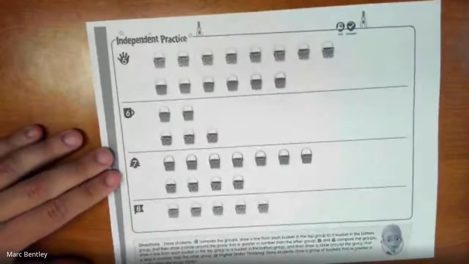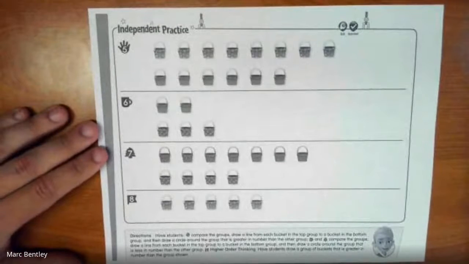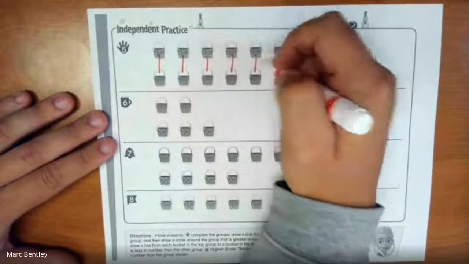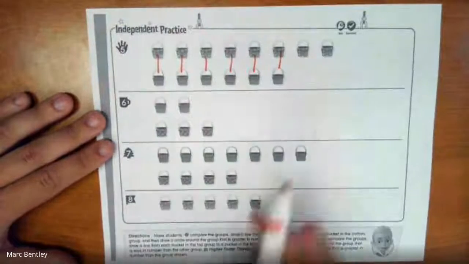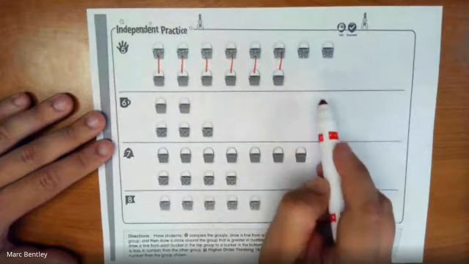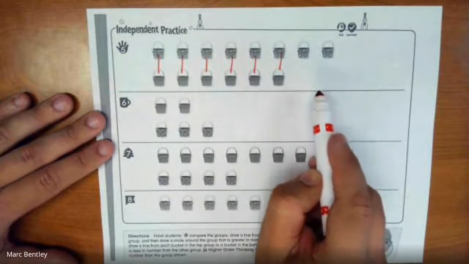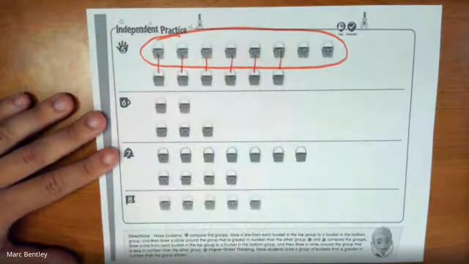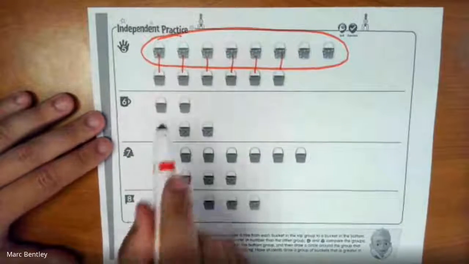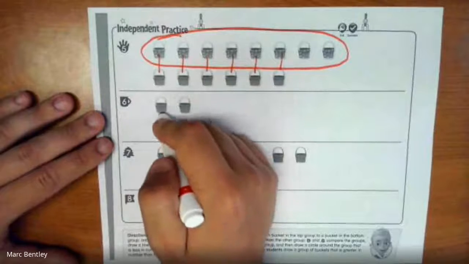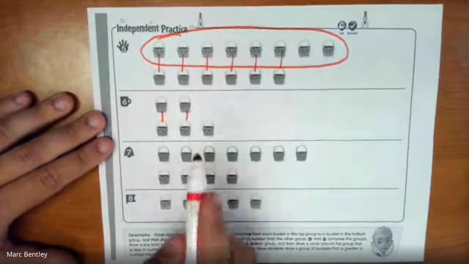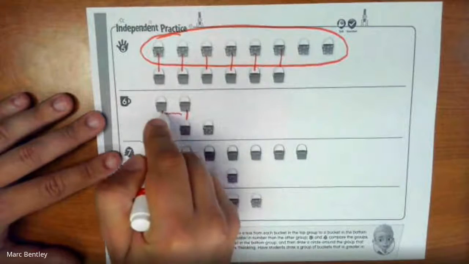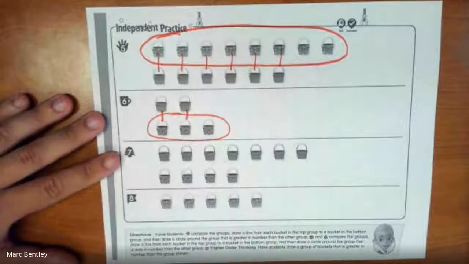Same thing again. This time we've got buckets. So what I'm going to do is draw a line between each of the buckets in the top group and the bottom group. You can see there are 2 buckets over here without a match on the bottom row. So that means that this group has more buckets than the bottom group. Moving down, same thing again. Line there, line there. We can see there is 1 more bucket in this group. So I am going to circle this group right here.